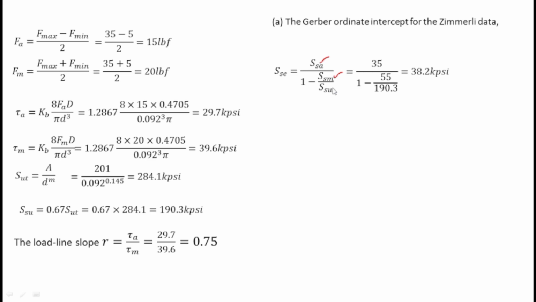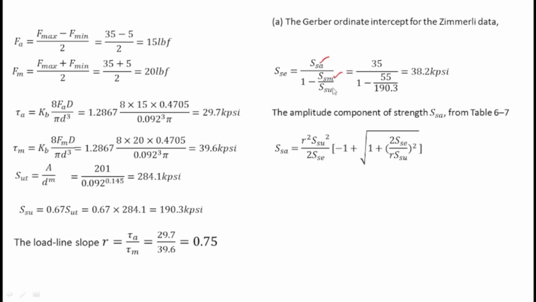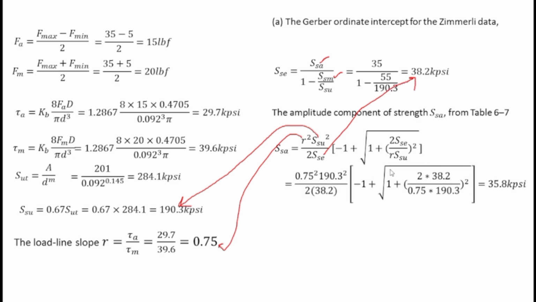Now after that, as I told you from table 10.7, SSA is given by this formula. You know the value of R, that is 0.75, and the value of SSU is 190.3. The value of this SSE is 38.2. So when you put these values in this equation, it will give you SSA is equal to 35.8.